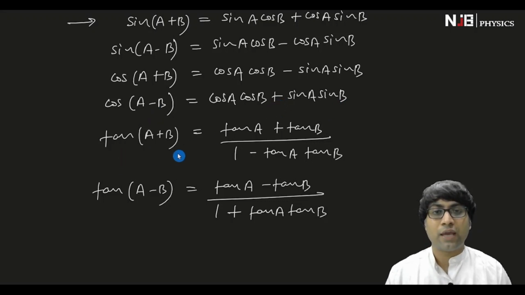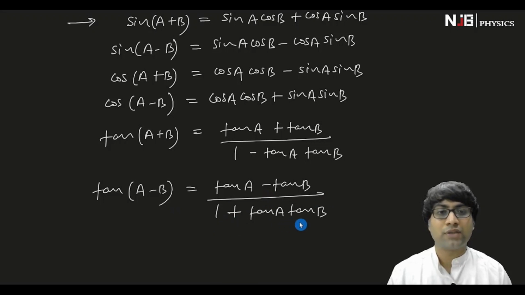Then we have tan of A plus B, which is equal to tan A plus tan B divided by 1 minus tan A tan B. And lastly, we have tan of A minus B equal to tan A minus tan B divided by 1 plus tan A tan B. So this is the second set of trigonometric identities.